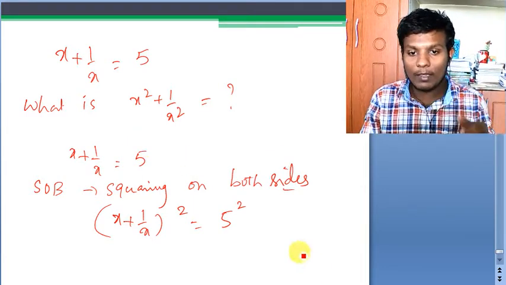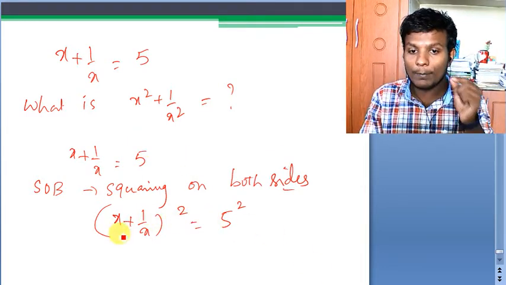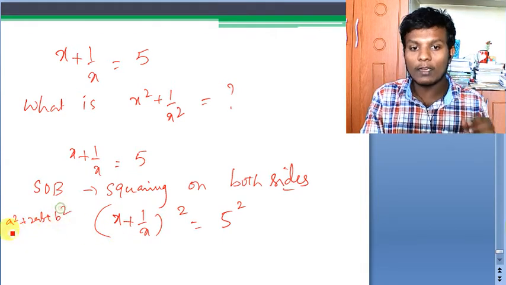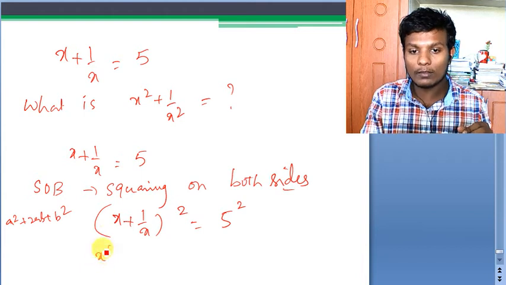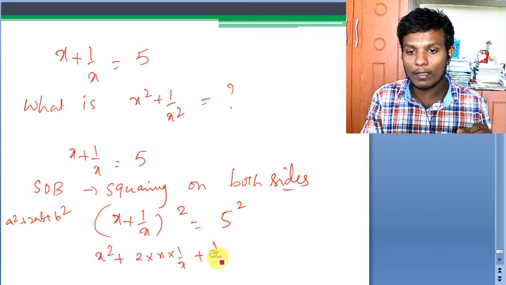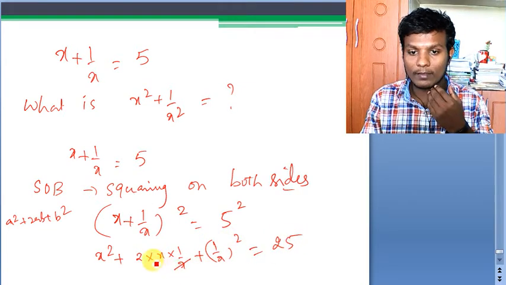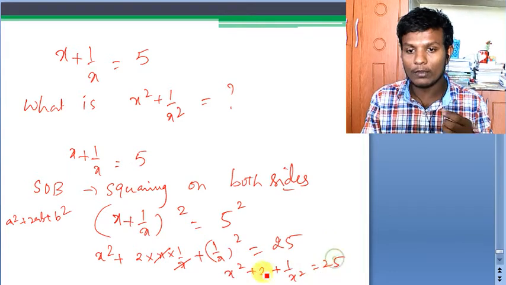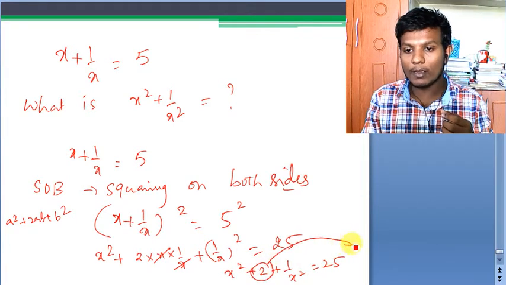Now it is the form a plus b whole square. I know a plus b whole square is a square plus 2ab plus b square. And in place of a, x is there. So x square plus 2 into x into 1 by x plus 1 by x square is equal to 5 square, which is 25. This x will get cancelled. x square plus 2 plus 1 by x square is equal to 25. Now when I take this to that side, it will become minus 2. So now it will become x square plus 1 by x square is equal to 23.